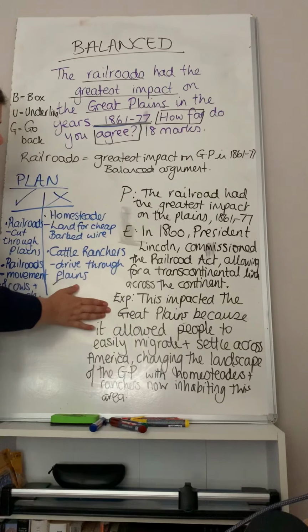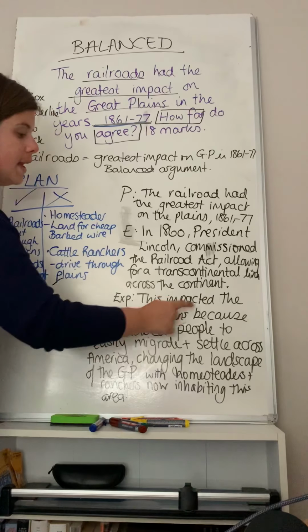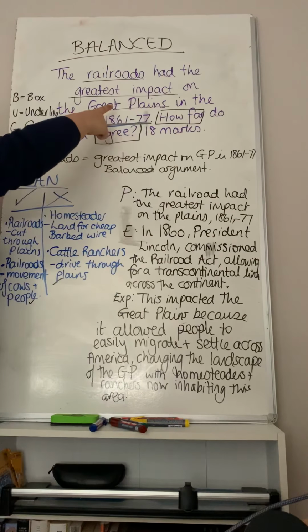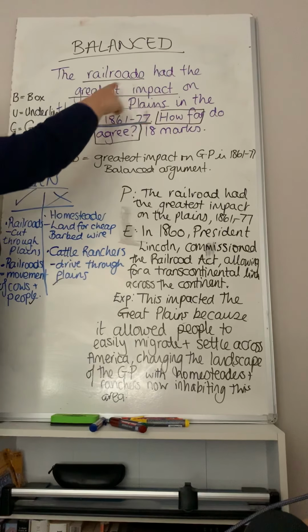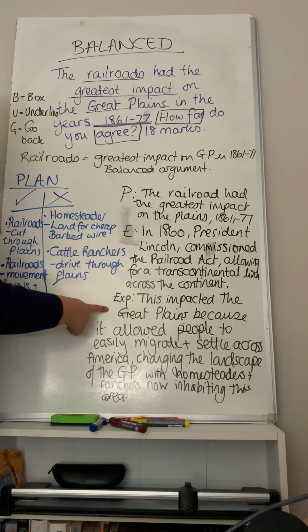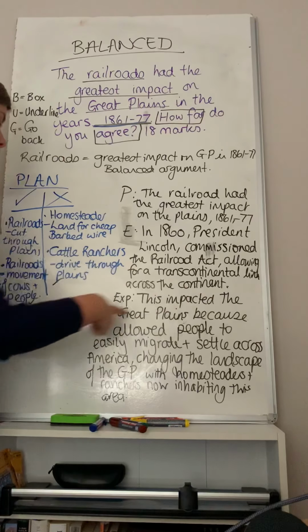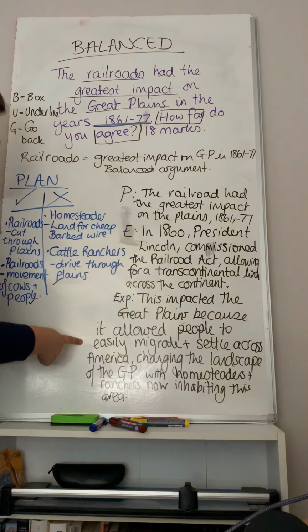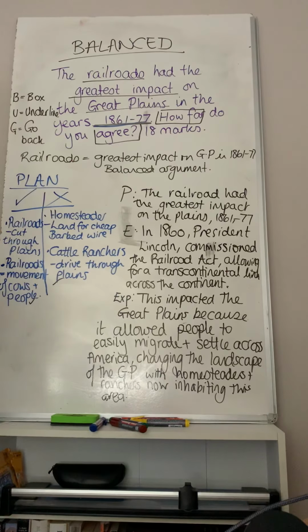So, your explanation. This impacted the Great Plains because I've lifted the keywords again. This impacted the Great Plains because, really important, that word because signals to the examiner that you are explaining. So this impacted the Great Plains because it allowed people to easily migrate and settle across the America, changing the landscape of the Great Plains with homesteaders and ranchers now inhabiting this area. Now, this is a very basic explanation.